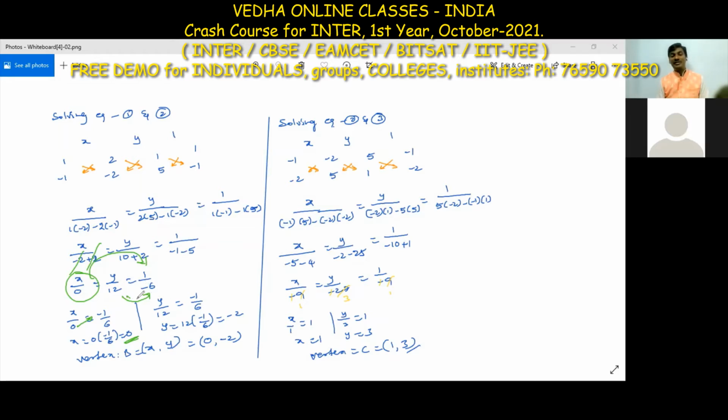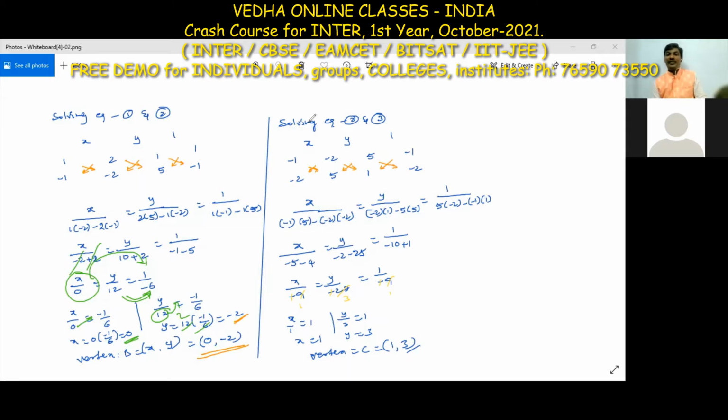So y coordinate also we equate to a constant. So y by 12 is equal to minus 1 by 6. Here 12 is dividing. If you take it to that side, it multiplies. 12 into minus 1 by 6. 6 ones are 6, 6 twos are 12. That means minus 2 we are getting here. So that means x value 0, y value minus 2. So 0 comma minus 2 is the required point here. We just now got the B point.